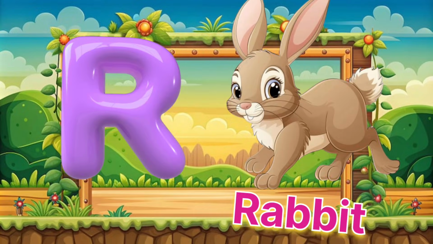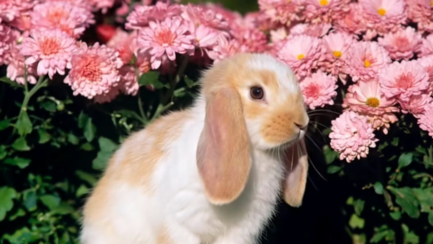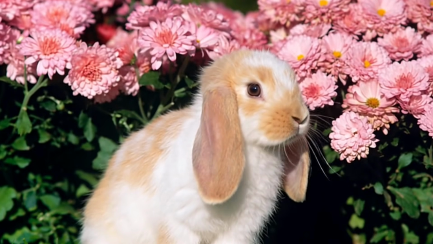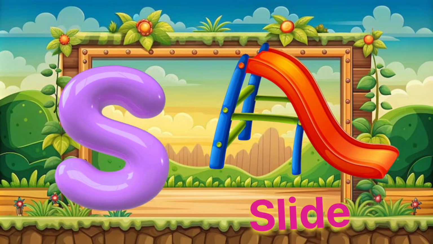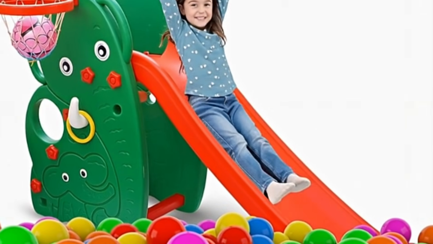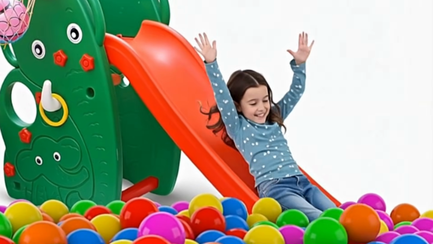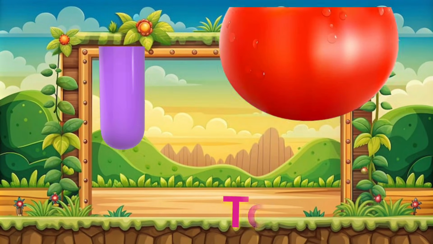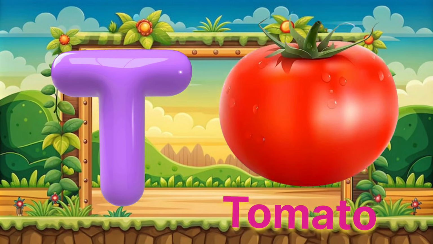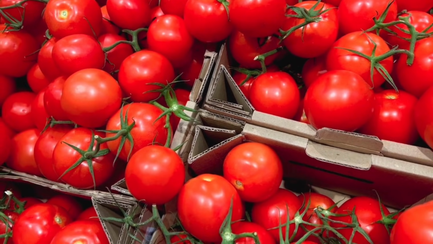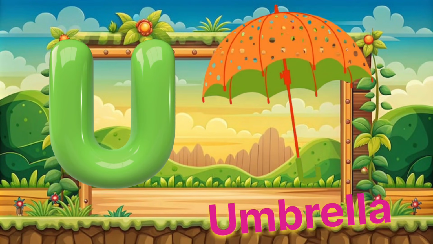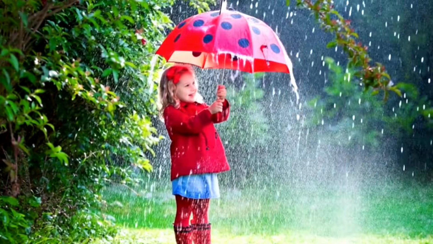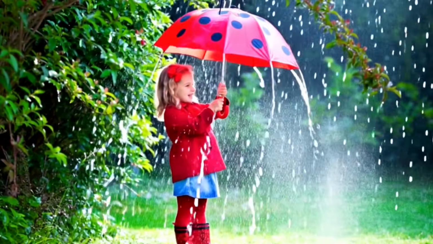R for rabbit. S for slide. T for tomato. U for umbrella.